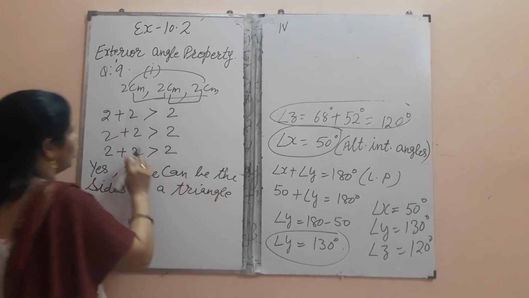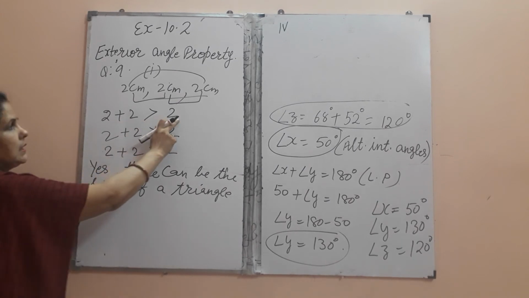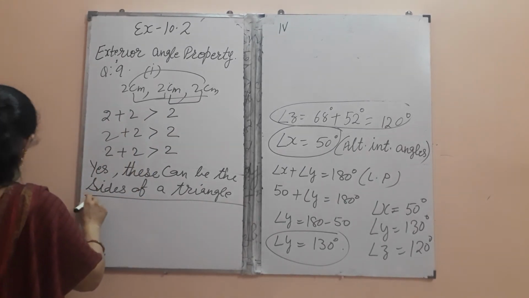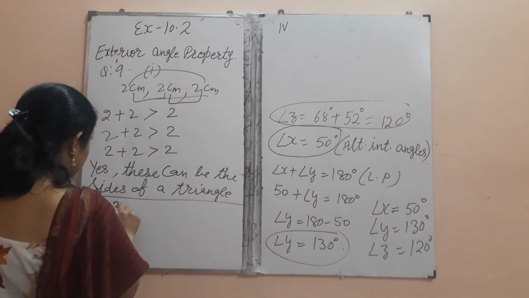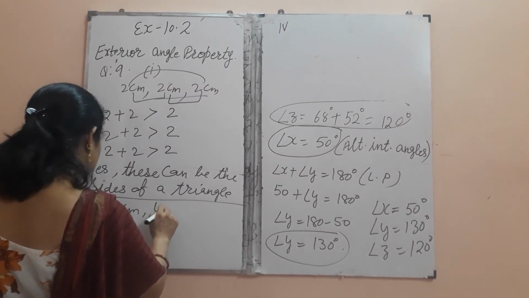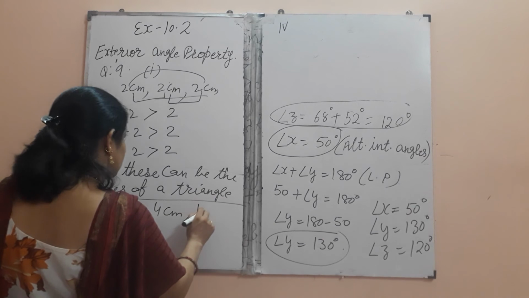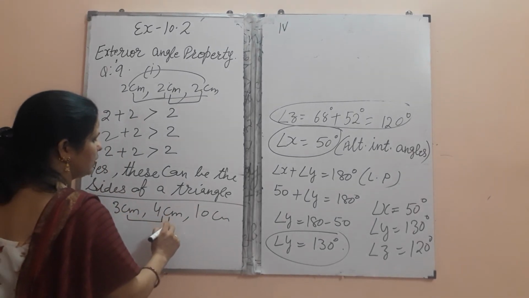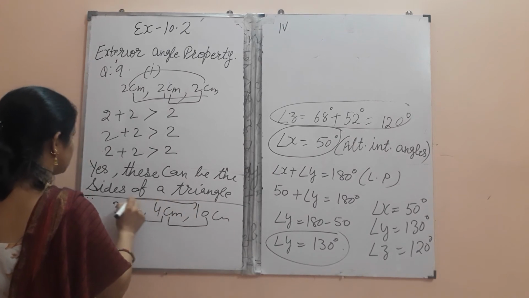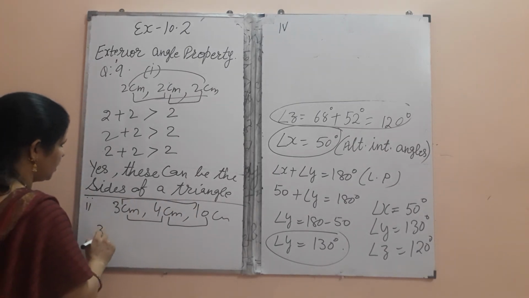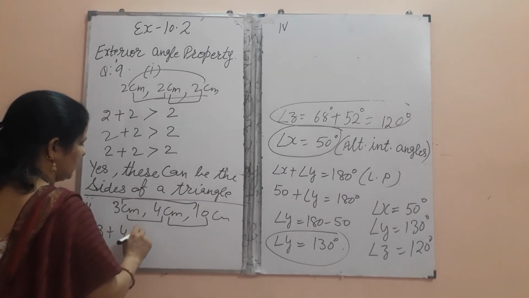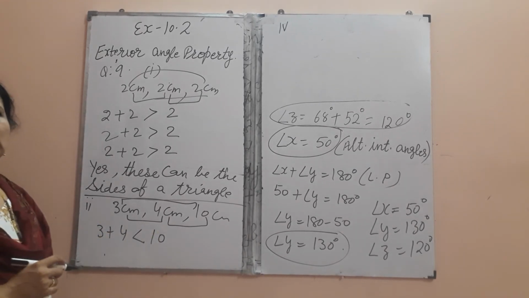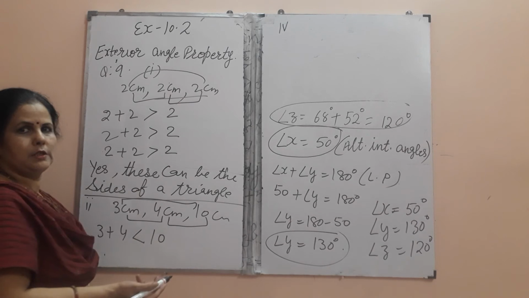Why? Because the sum of two sides is greater than the third side. Now question number 2: 3 centimeter, 4 centimeter and 10 centimeter. So first pair we will take this, second pair we will take this, and third pair we will take this. So 3 plus 4 is smaller than 10. So in the first pair the property does not fit.